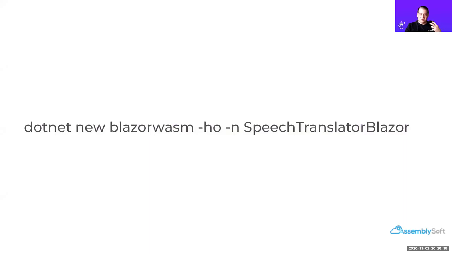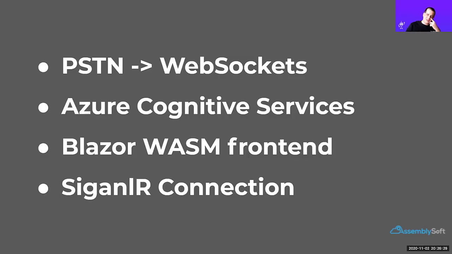So we're going to start this the same way we started our last project, except we're going to be calling it Speech Translator Blazor. So dotnet new blazorwasm -ho -n SpeechTranslatorBlazor. So this demo, we're going to have a user dial in to our service via a standard PSTN line.